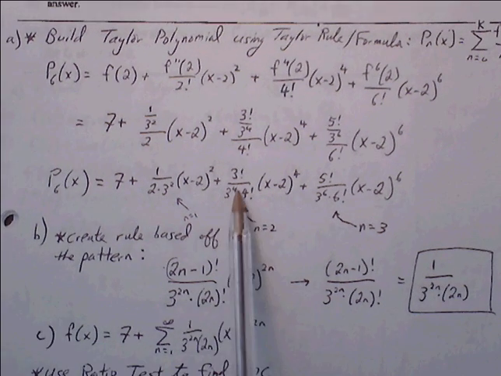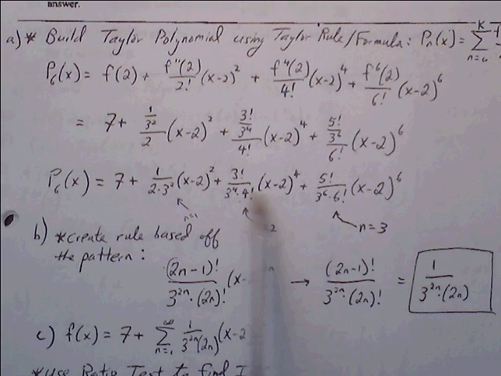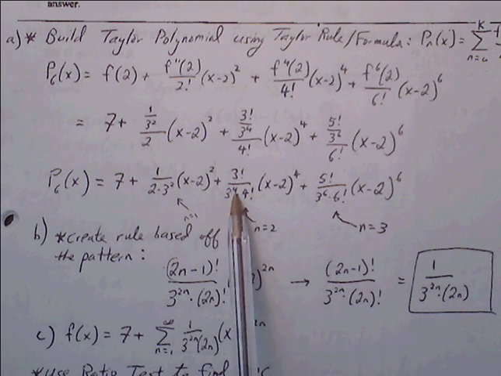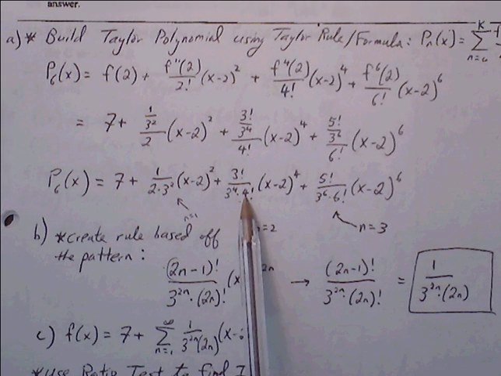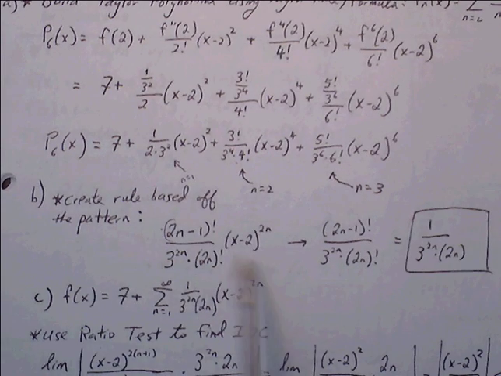Okay. And notice the 3 is always the same here as 3 squared, and 3 to the 4th, and 3 to the 6th. So we know that it will be 3 to the 2n because we want this exponent to match that exponent. And then here, the same thing will be 2n factorial as well. So that's what we have the rule to be here.